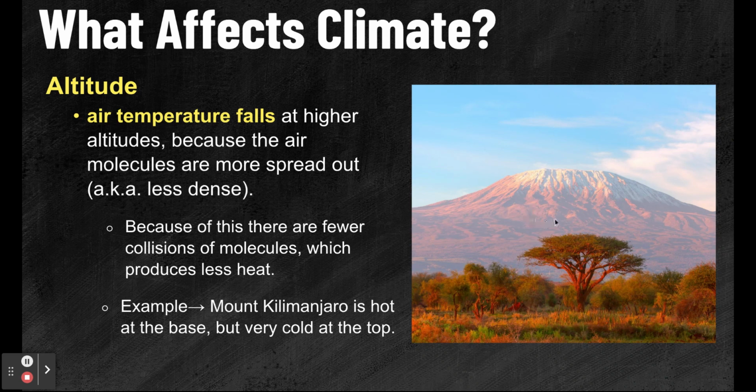So this is an image of Mount Kilimanjaro. You'll notice down here at the base, it looks like there are pretty warm temperatures. You have trees growing. It looks like a hot day there. But if you look at the top of Mount Kilimanjaro, it's white. It's covered in snow. So how is that? How is it so cold at the top, yet hot at the base? Well, that's because of the altitude of Mount Kilimanjaro. As you ascend the mountain, the air molecules are more spread out. They're less dense. There are fewer collisions. So there's less heat. So that's why it gets colder.